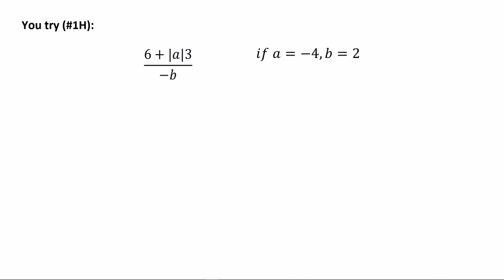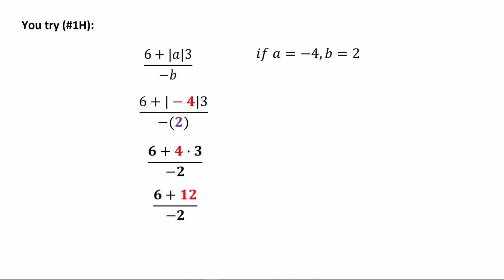6 plus the absolute value of a times 3 over negative b. A is replaced by -4, B is replaced by 2. Now we have 6 plus the absolute value of -4 times 3 over -2. The absolute value of -4 becomes 4. 4 times 3 is 12. 6 plus 12 is 18. Over -2 is -9. Try these two.